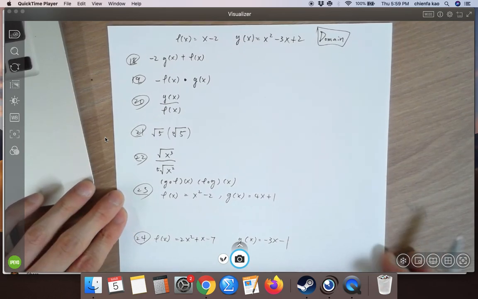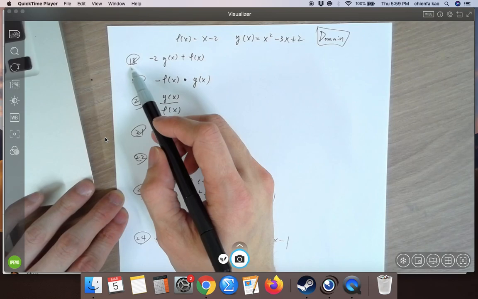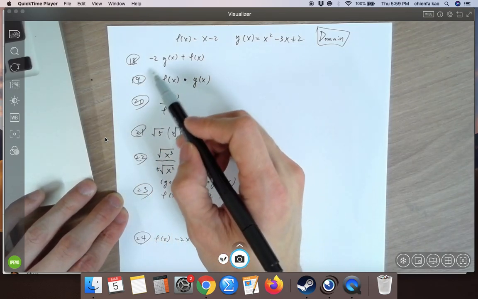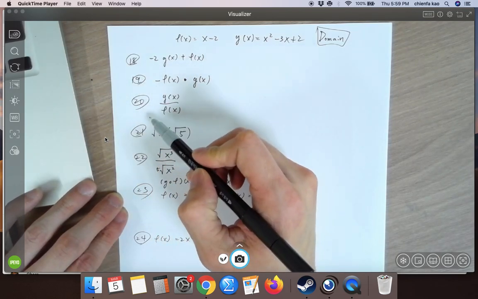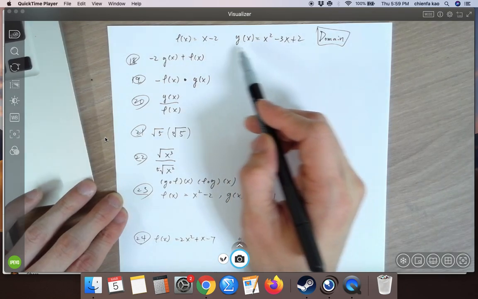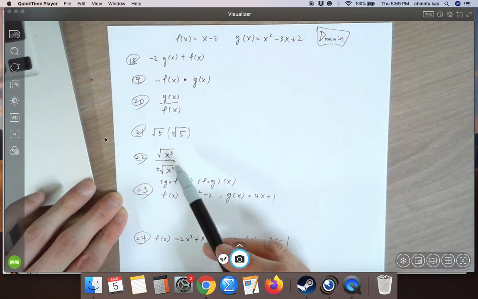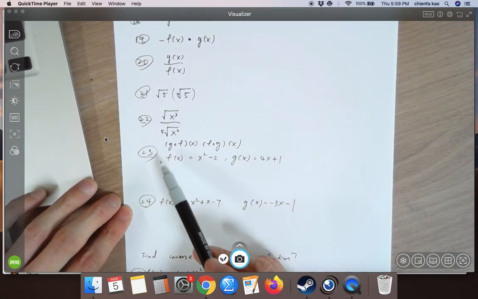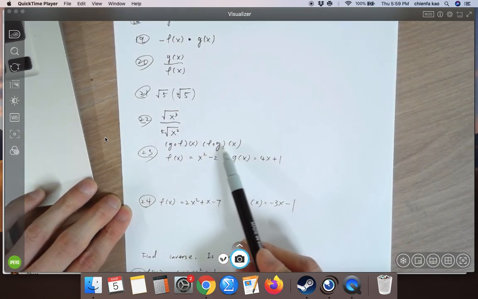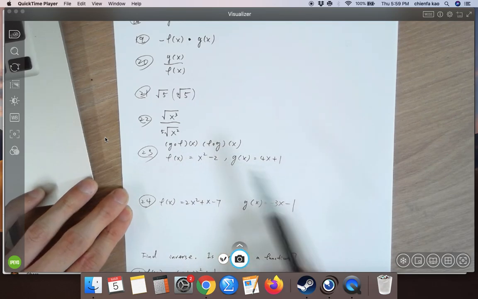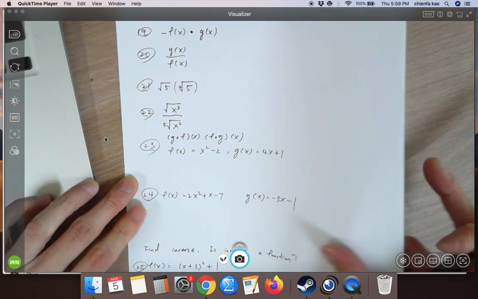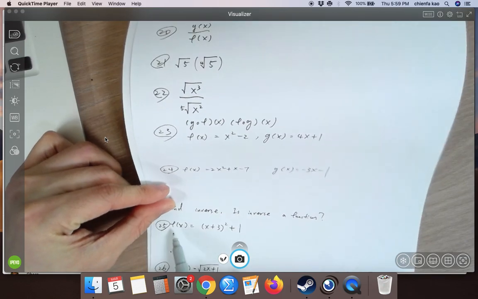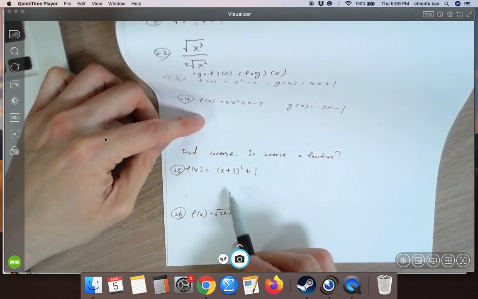Okay, let's move on. We have a bunch of these problems. For the first three, 18 to 20, make sure you use these two and find the domain. And then 21, 22, just simplify. 23, 24, make sure you do this, the composite functions. And then number 25, 26, just find the inverse.